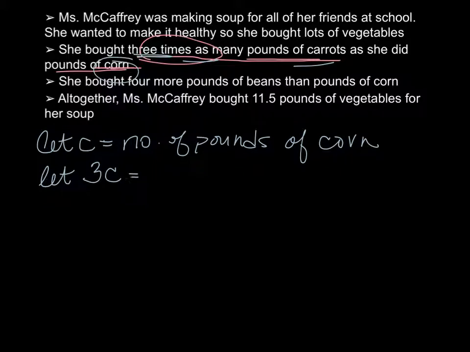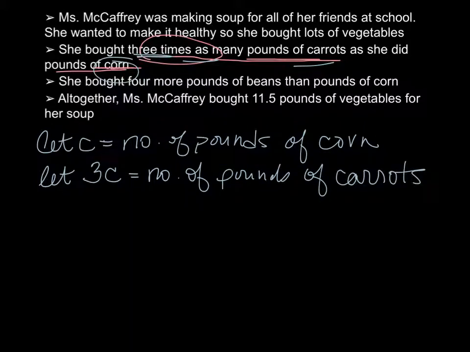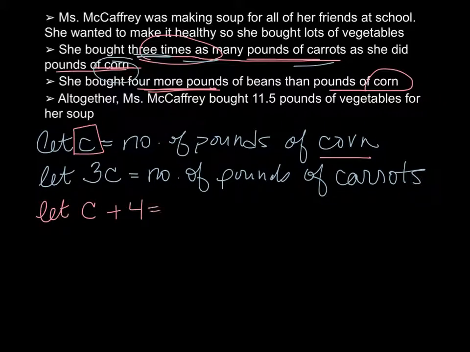So 3C, again, very specific, number of pounds of carrots. That's 2. Remember, we need to write 4 let statements and 4 expressions. So the next one, she bought 4 more, that means I'm going to add 4 more pounds of beans than corn. Oh, be careful here. Corn is right here. Corn is C. So we're going to have let C plus 4 equal number of pounds of beans.